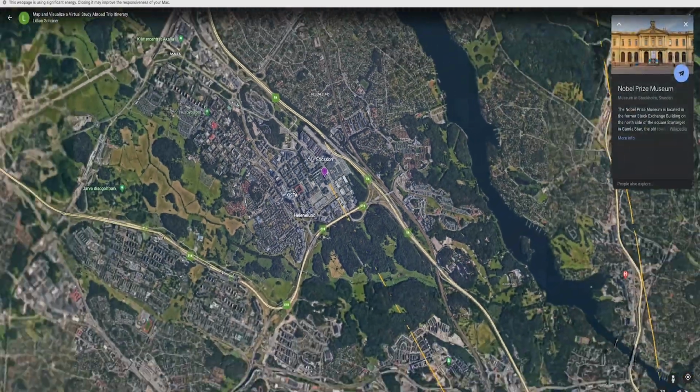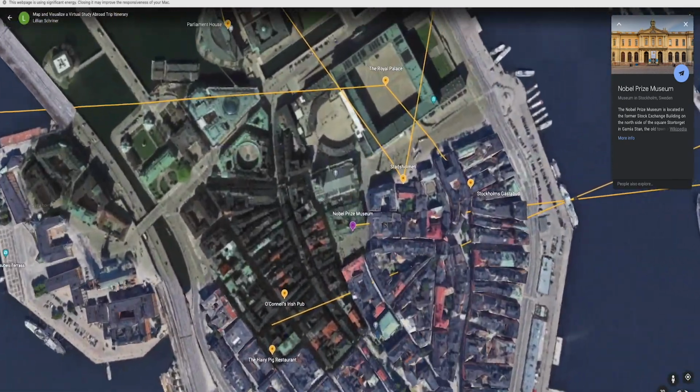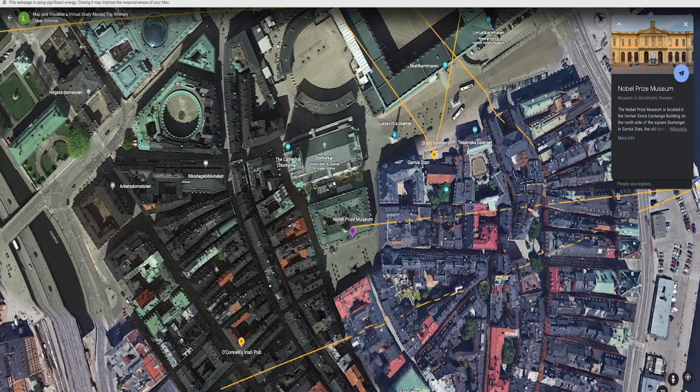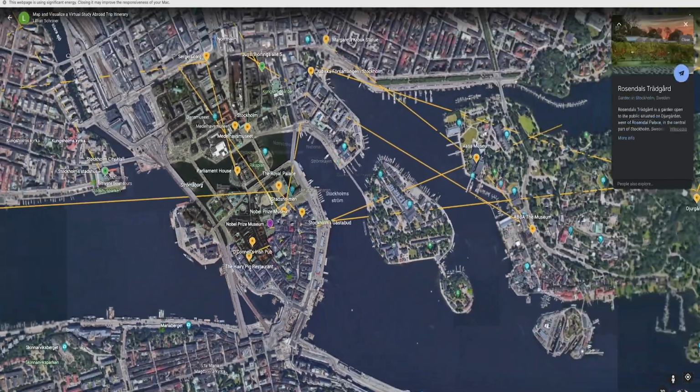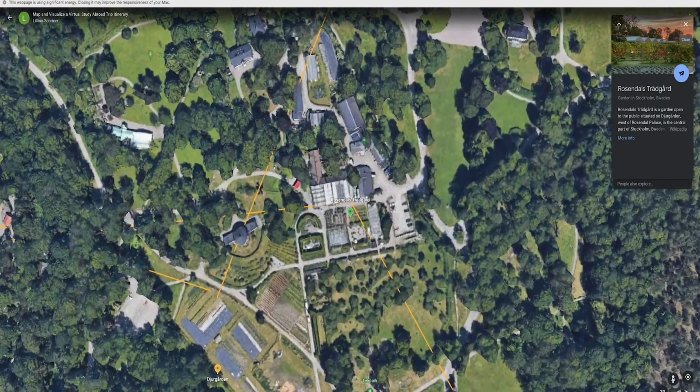Our final day in Sweden, day 15, we will visit the Nobel Prize Museum, which has been erected to honor the most innovative and dedicated scientists in our world's history. The award is dedicated to honor the persons who in the previous year created the greatest benefit to mankind.